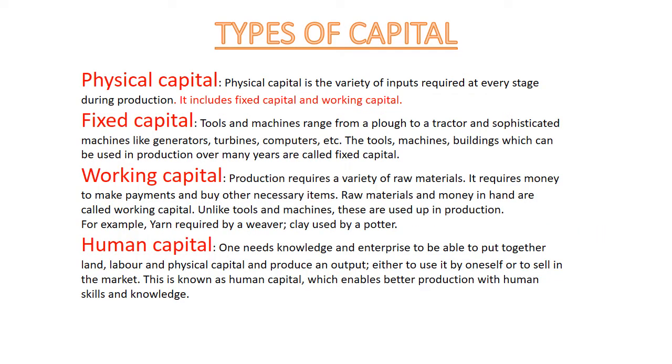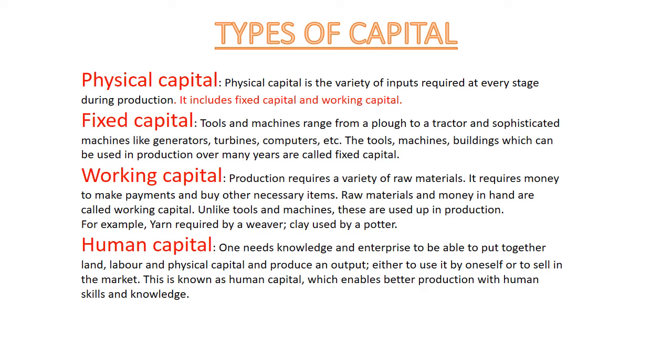Physical capital. Physical, as the name suggests, means tools and equipment which are used for the production process. It includes fixed and working capital both. Fixed, as the name suggests, is fixed for years. It's permanent in nature. Say buildings, machines are long-time assets and are used for years and years to run a production unit.